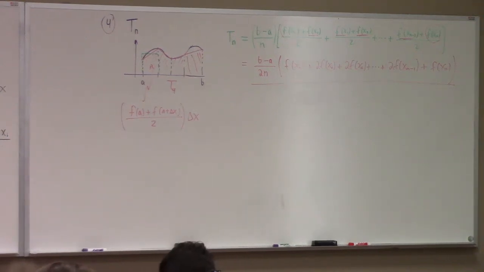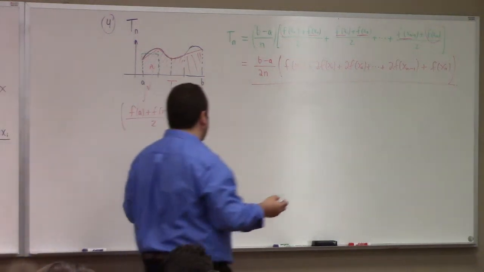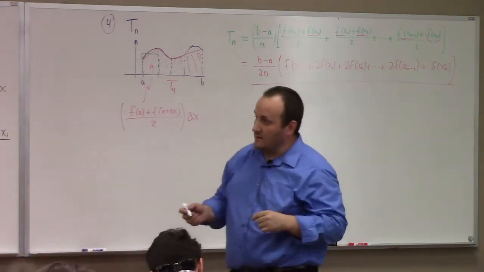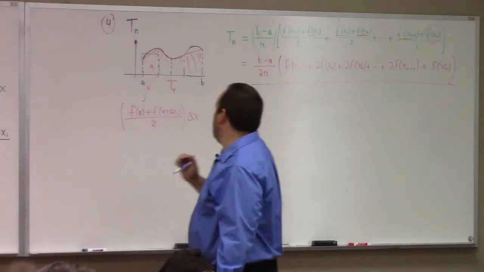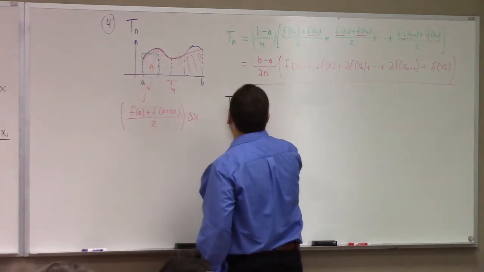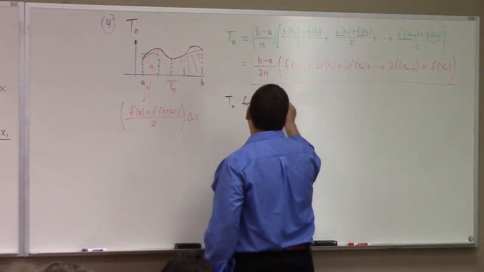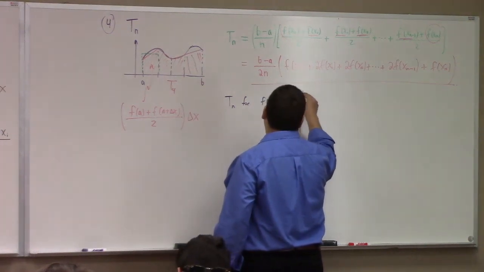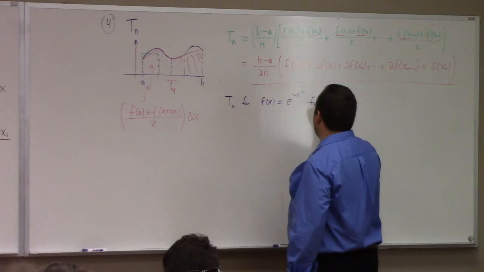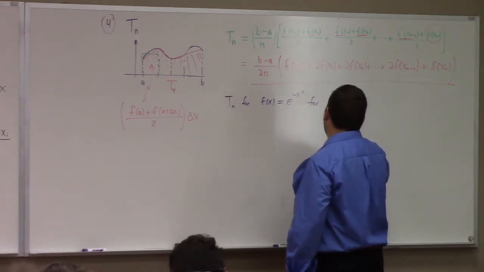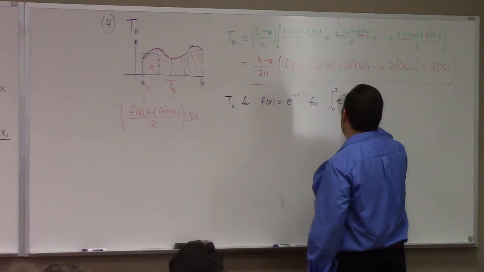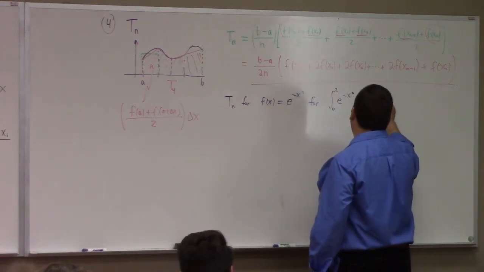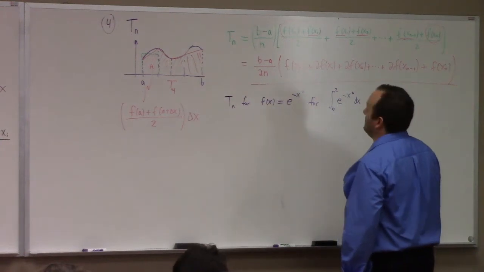Let me suffer through this for something interesting for a second here. Let's try to do the trapezoid rule for the Gaussian function. So let's do Tn for f of x equals e to the minus x squared. For the integral, let's do the integral from 0 to 2 of e to the minus x squared dx, and let's not make our life too difficult.